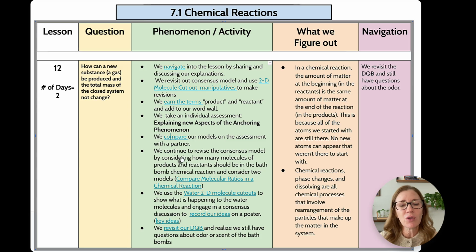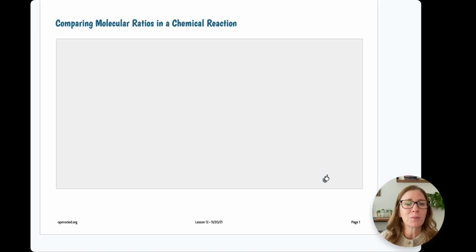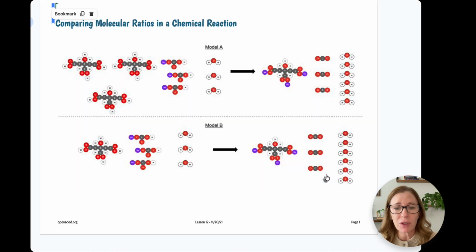And we continue to revise the consensus model by considering how many molecules of products and reactants should be in the chemical reaction. Now we do this by comparing two chemical reactions. So let's take a look at this handout. And basically what we're pushing students towards is figuring out if you count the number of atoms on one side, they should equal the number of atoms on the other side. And only Model B does that.